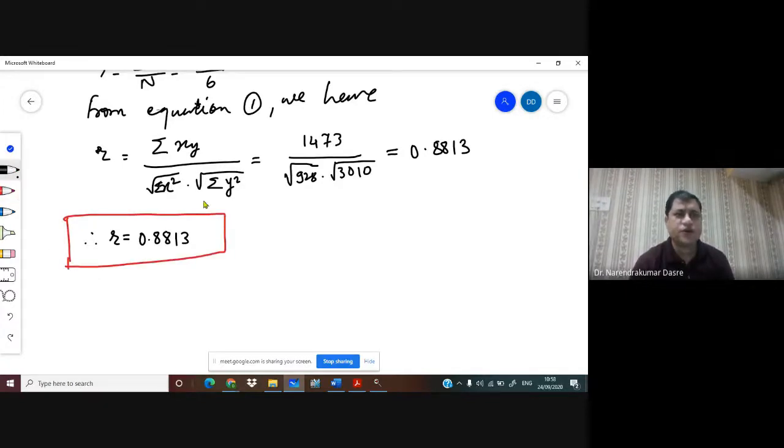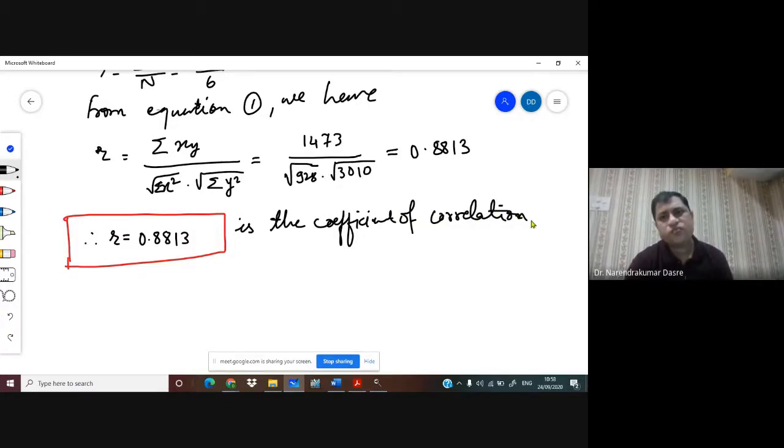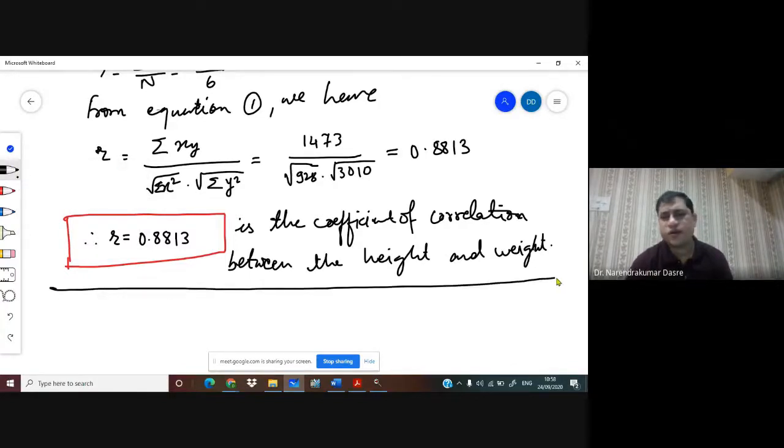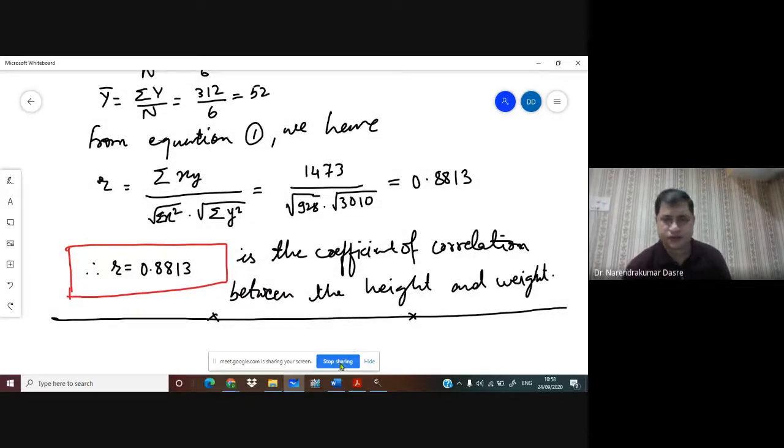So this is the value. This is the coefficient of correlation between the height and weight. So this is how we are able to calculate the coefficient of correlation between the height and the weight.